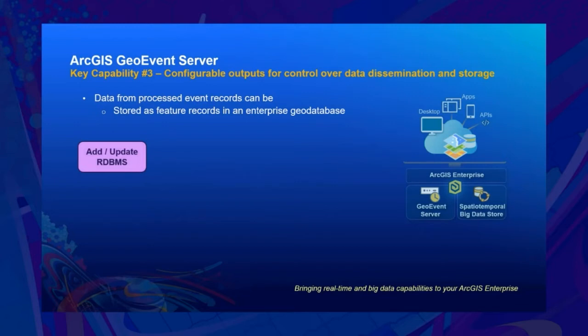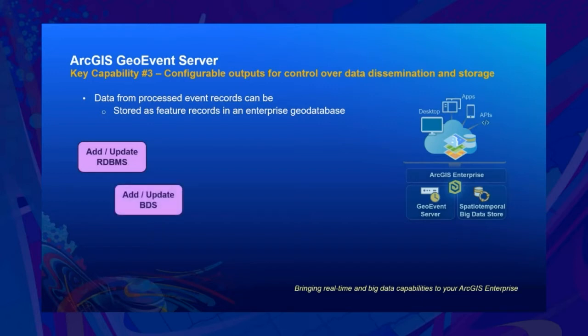A third key capability offered by GeoEvent Server is control over how you want to disseminate processed event data. GeoEvent Server does not inherently store data it receives and processes. It is your choice whether you want to persist event data, for example, as feature records in an enterprise geodatabase. Many times users do want to leverage a feature service to either add or update feature records.